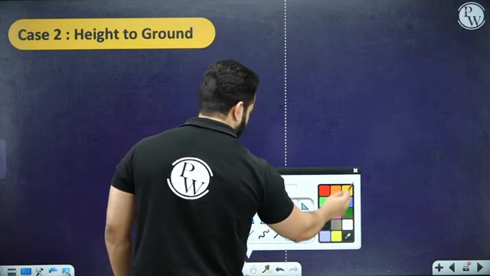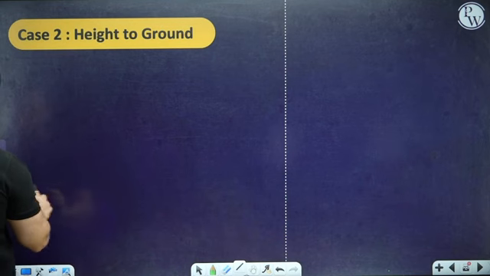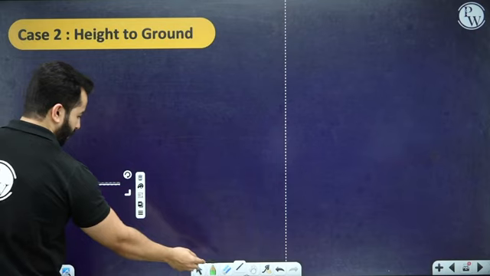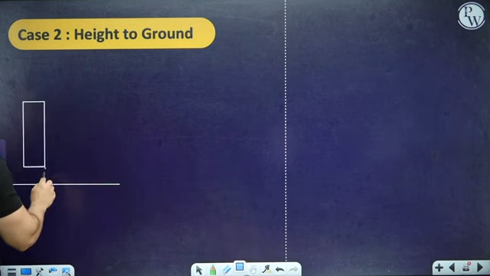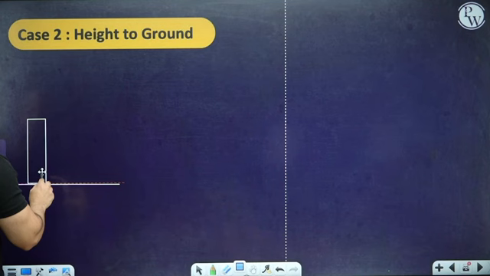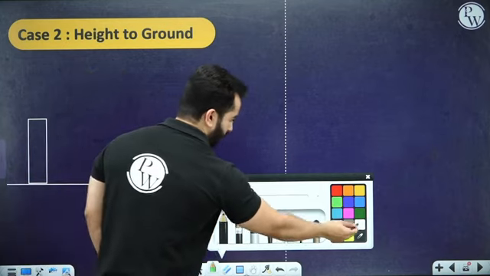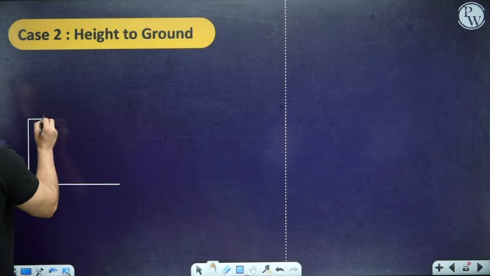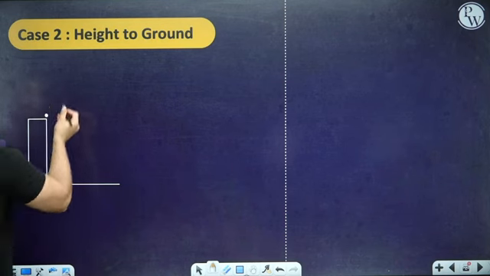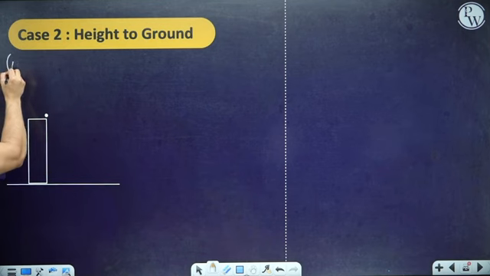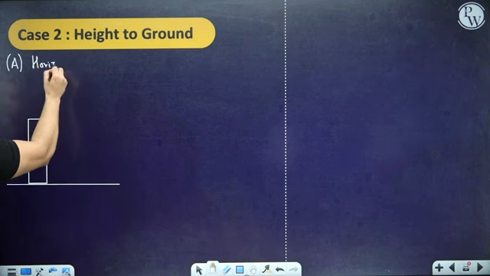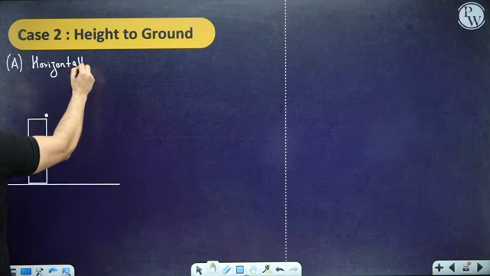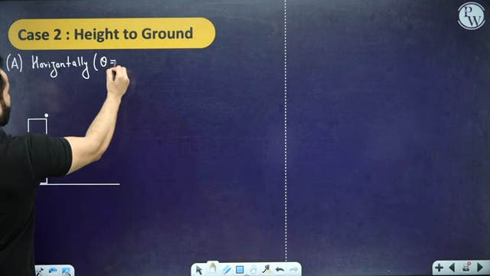The first is when we have got a projectile and we are throwing it from the top of a tower of height h, and we are throwing it horizontally. Now what does horizontally mean? Horizontally basically means that the projectile is being projected horizontally. That means theta is equal to 0 degree.